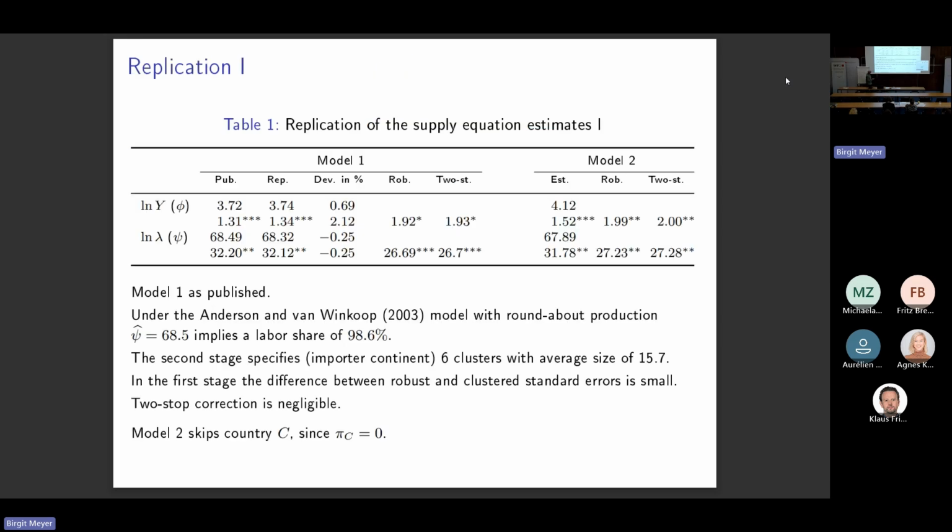And this is what they get. This is their preferred specification, table 2, the biggest set of explanatory variables, and they find the demand equation estimate is 3.72. It comes as an absolute value, so you should take that as negative. And what is interesting, the supply equation is 61.49. I could replicate that. And the standard errors are clustered by continent.